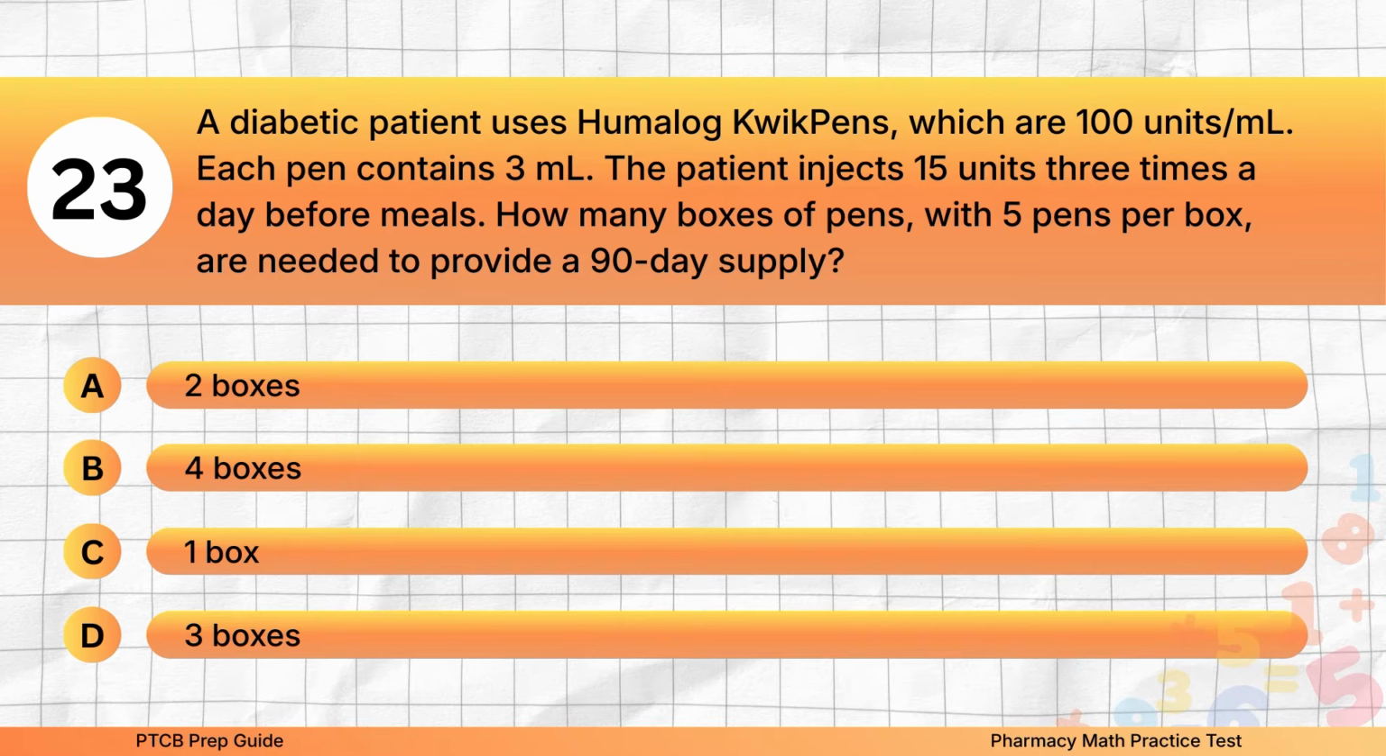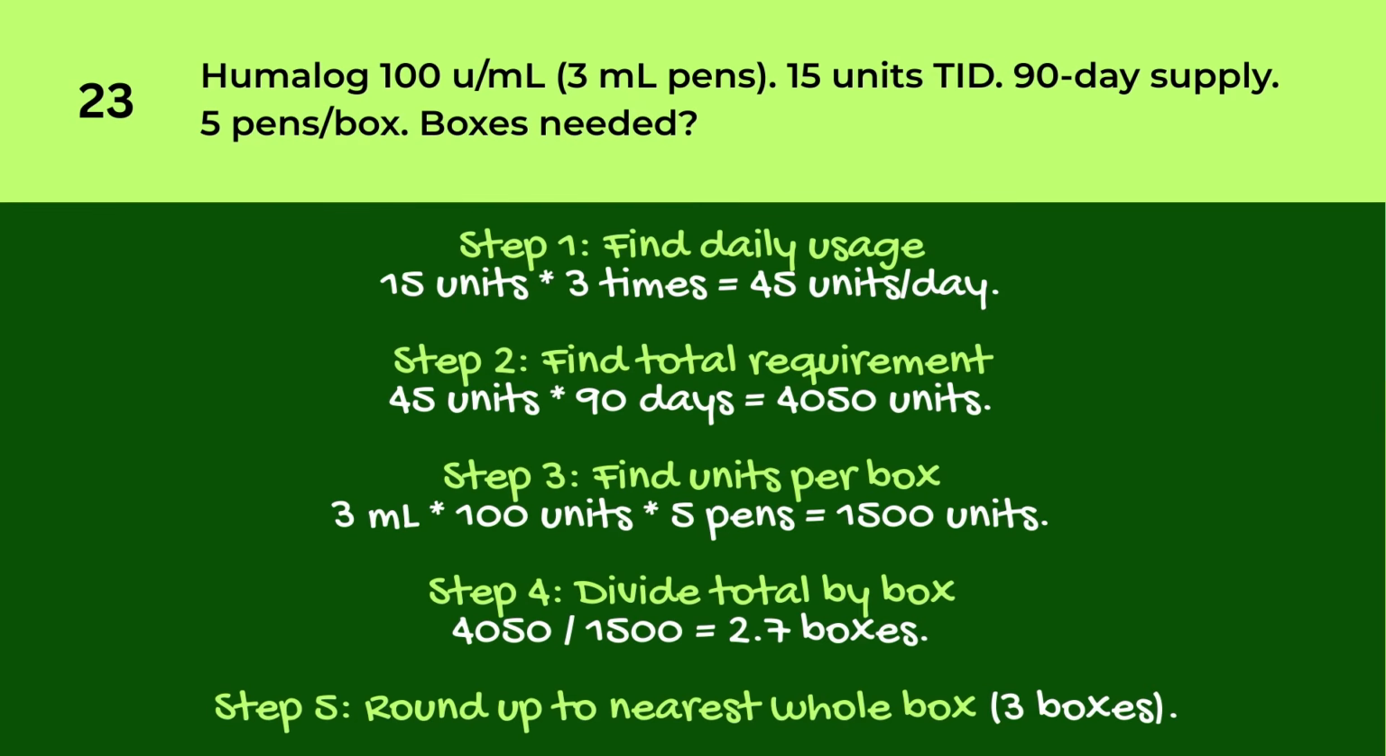Take a moment to crunch the numbers on the total units needed. Step 1 is finding the daily usage. 15 units, 3 times a day equals 45 units per day. Step 2 is the total requirement. 45 units a day times 90 days equals 4,050 total units.